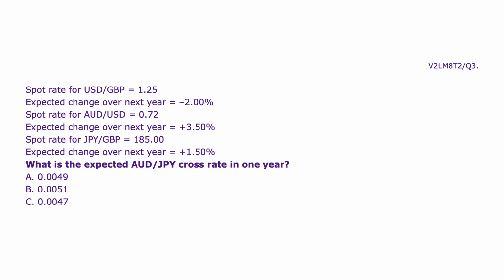What is the expected Australian dollar per JPY cross rate in 1 year? A, 0.0049; B, 0.0051; C, 0.0047.